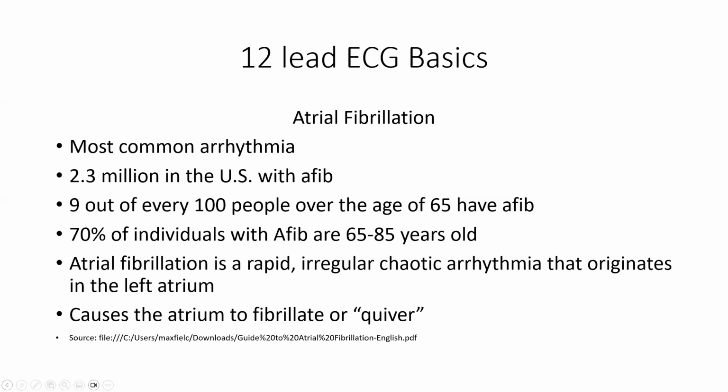AFib is a very rapid, irregular, chaotic arrhythmia that originates in the left atrium, and it causes the atrium to fibrillate or quiver. The left atrium has a vestibule, an appendage off of it that doesn't really have any contractility to it. And that's where 90% of the clot due to AFib is likely to form. So for patients in AFib, one of the first lines of treatment is anticoagulation. We do not know why people get AFib, and we do not have an absolute cure for AFib.